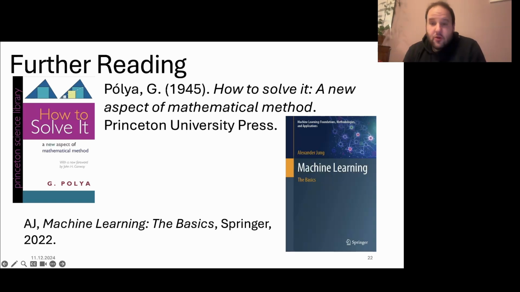Okay, and to learn more about heuristic algorithms, you can check out this excellent book by George Polya, How to Solve It, or my own textbook on the basic concepts of machine learning. And as I said, machine learning is a prime example of applying heuristic ideas.